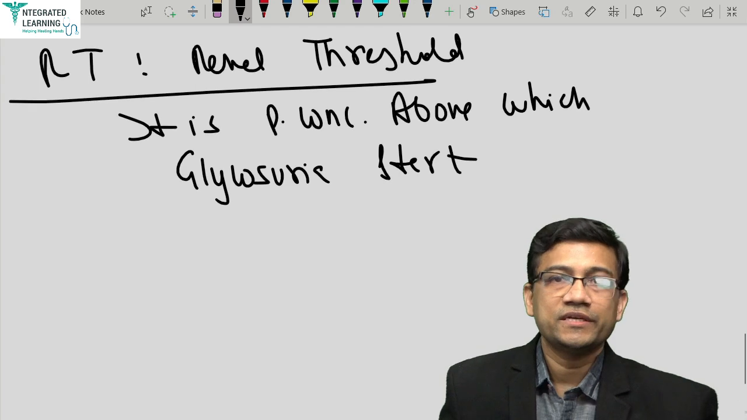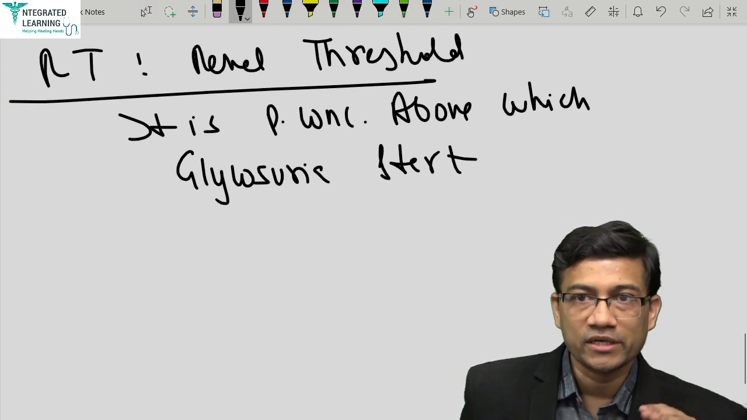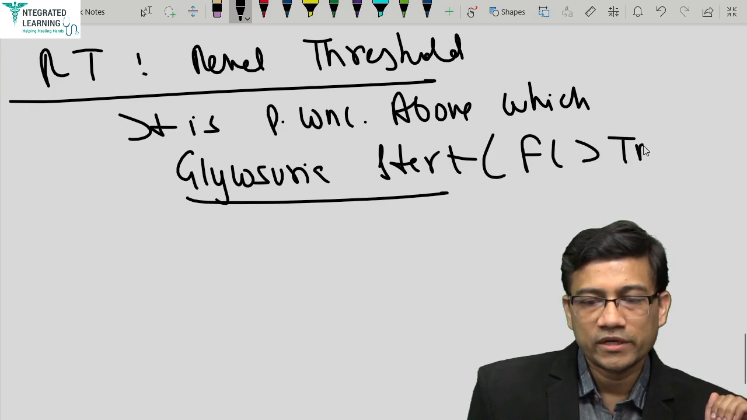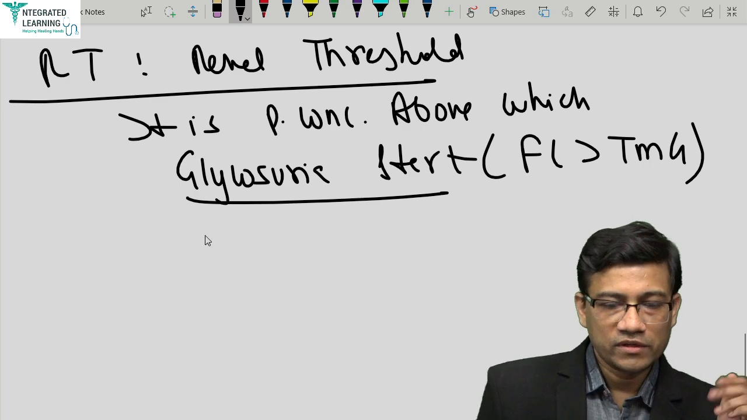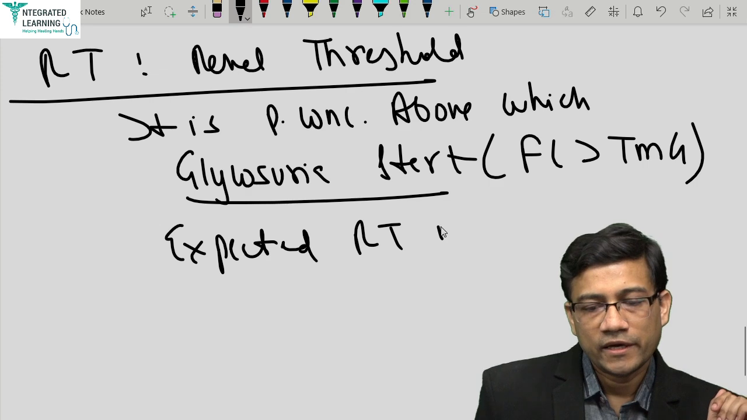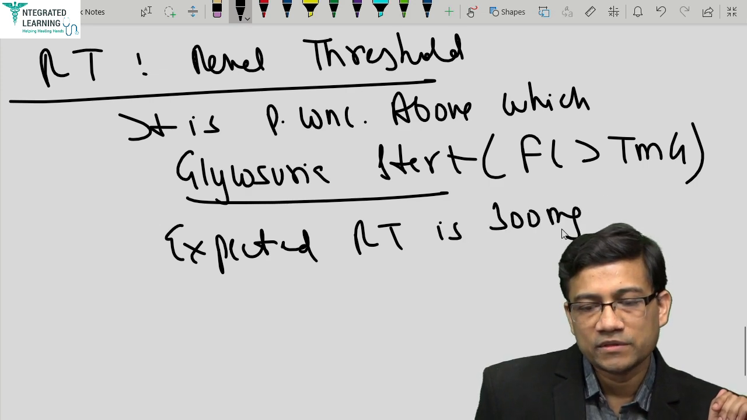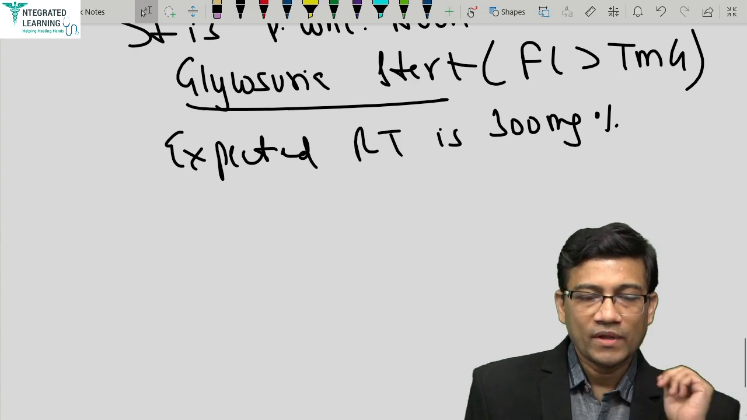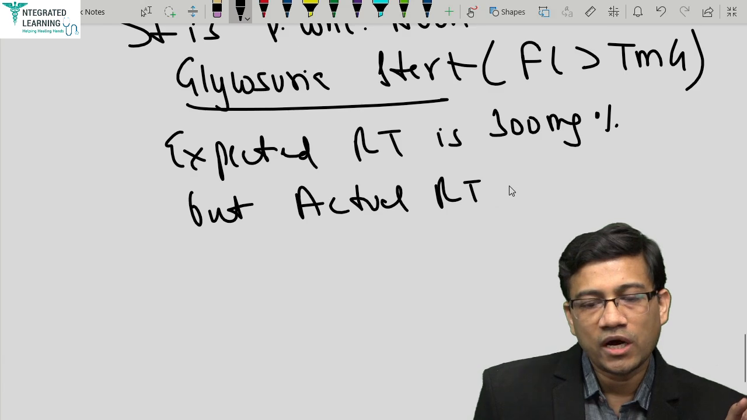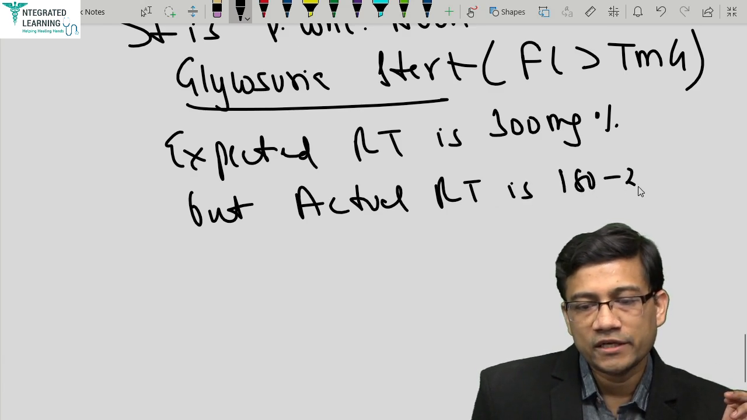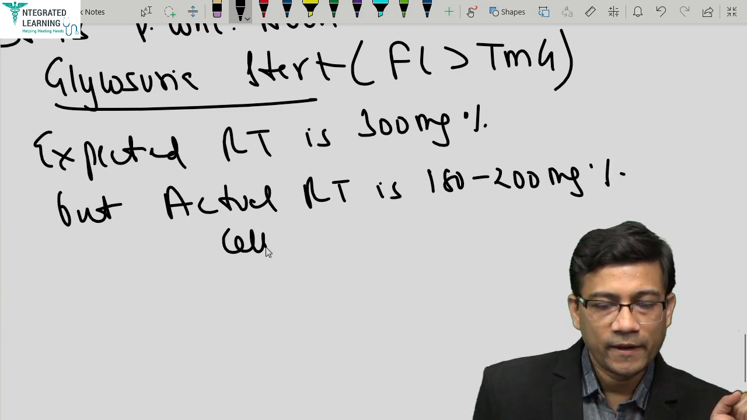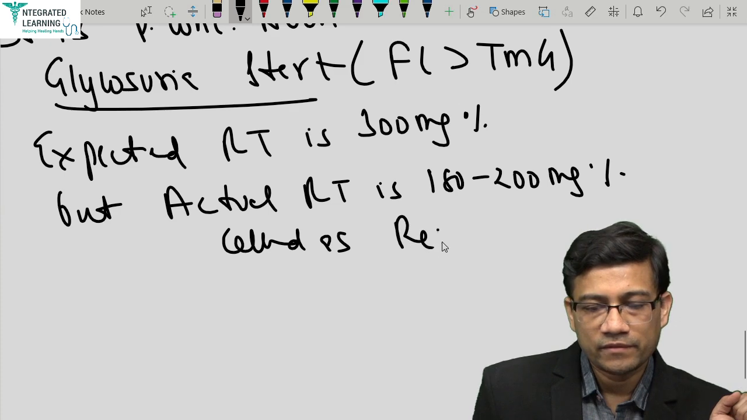So the plasma concentration above which glucose starts appearing in urine is called glycosuria. That is, filtered load more than Tmax. What is the value? The expected renal threshold from the formula is 300 milligram percent, remember, into GFR. But due to saturation of transporters, the actual is not this much. Actual renal threshold is 180 to 200 milligram percent, called renal splay.